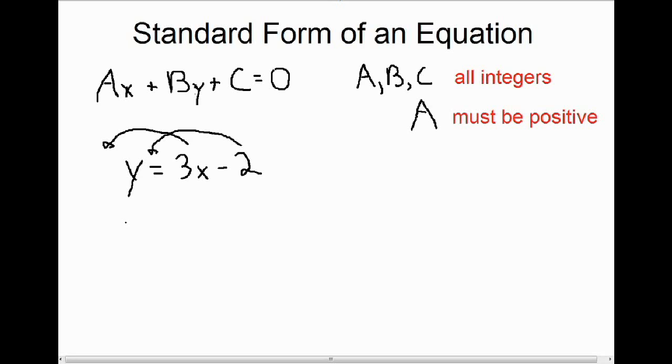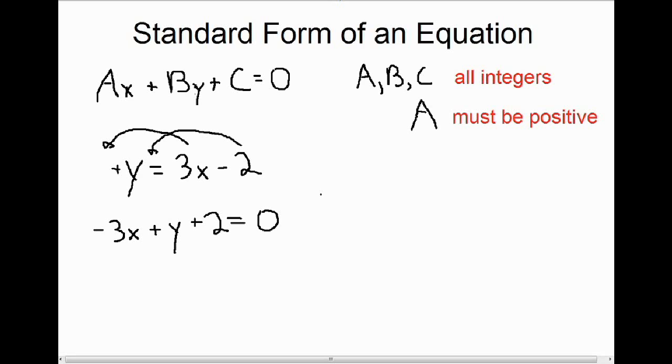So if I bring that 3x over to the other side, it has to change signs, so it does become minus 3x. That y, again, there is a positive sign in front of that y, so it's still plus y. And if I bring that minus 2 over, it becomes plus 2. And then once again, now that I've brought everything over to the left-hand side, there's nothing on the right-hand side.